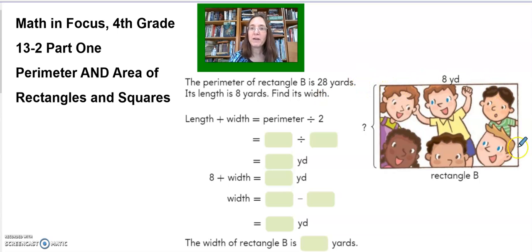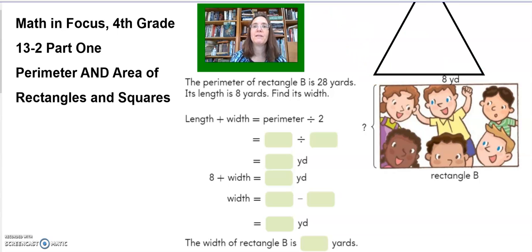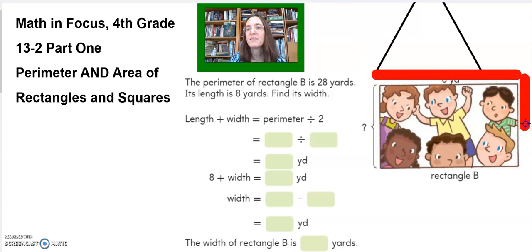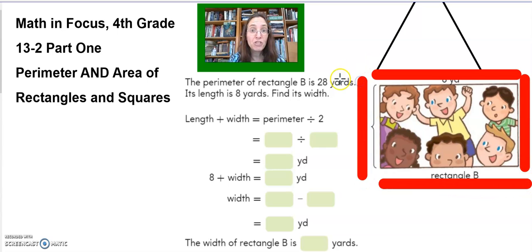So here we have a rectangle with some children in it. The perimeter of the rectangle is 28 yards. Its length is 8 yards. Find its width. So here we have to really show that we understand perimeter. Let's go back to our original learning on this. To find perimeter, you just measure the sides all the way around. That's how much, and then you add them all together, and that's the perimeter.